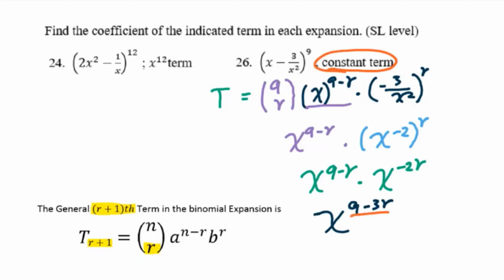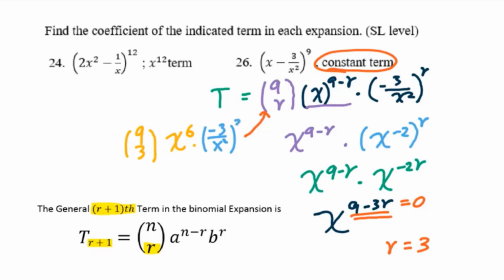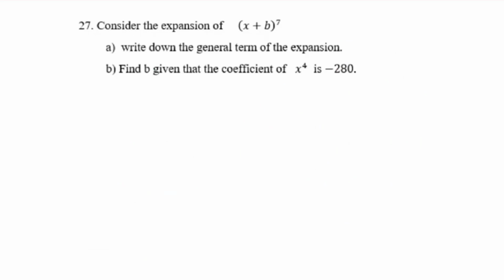Constant term means the exponent equals 0, so r equals 3. Then we plug back in here. You will get 9 choose 3, x to the 6th power, times negative 3 x squared to the 3rd power. So the answer will be negative 2,268.